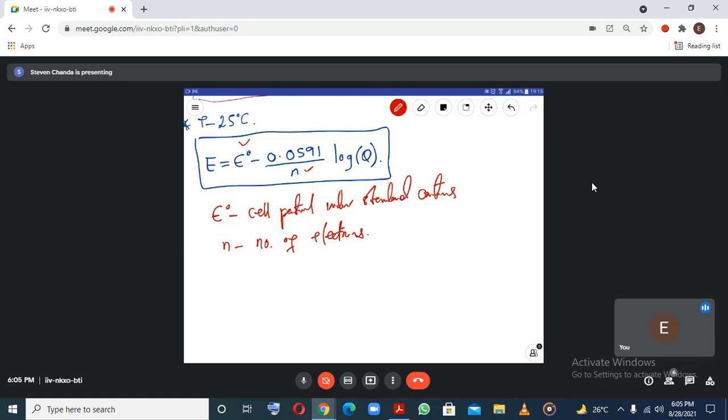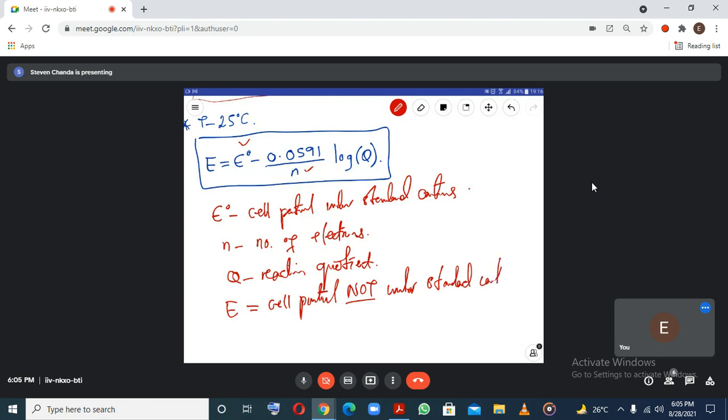Then for the Q, we know that's the reaction quotient, right? Don't worry, we'll discuss how to calculate everything. So that's the equation. Then of course the E without the superscript is the cell potential not under standard conditions. So that's something that's very, very important to take note of. So that's how we can derive that.